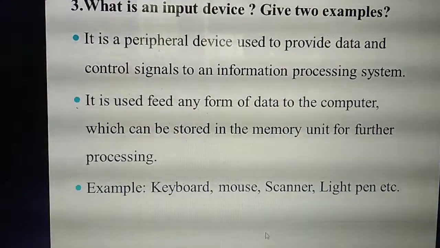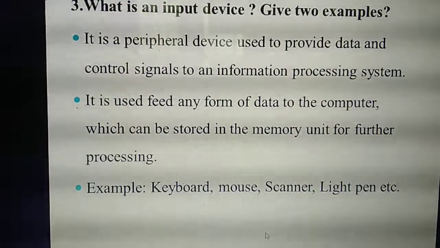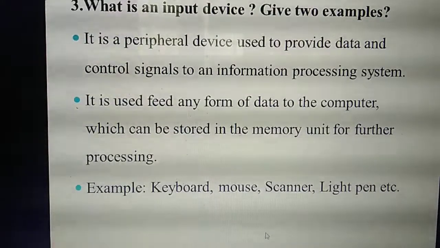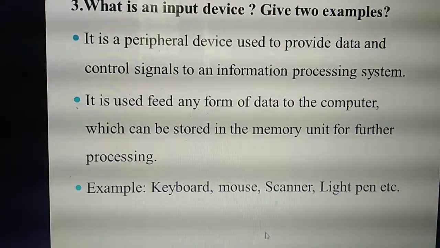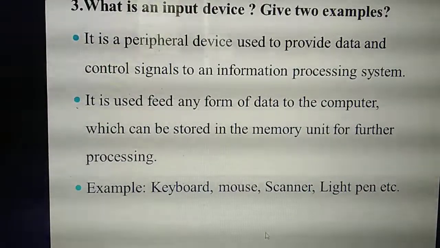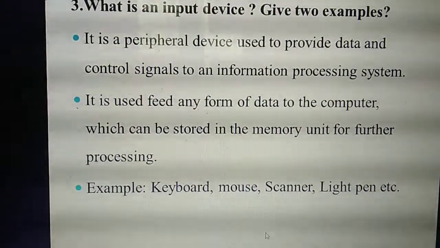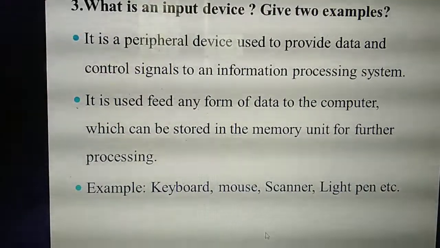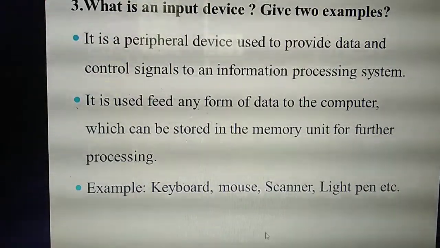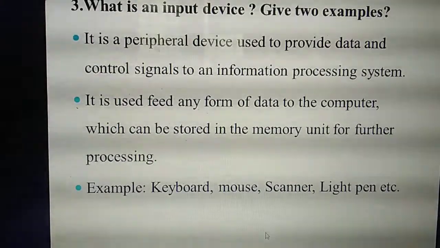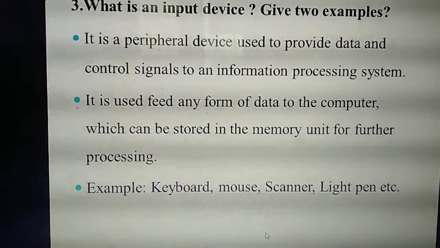Please write it first. First point, it is a peripheral device used to provide data and control signals to an information processing system. Second point, it is used to feed any form of data to the computer which can be stored in the memory unit for further processing.